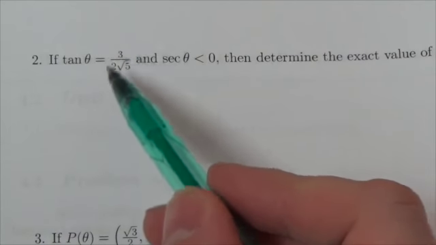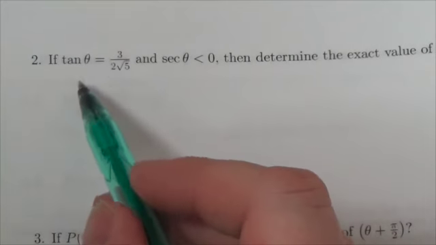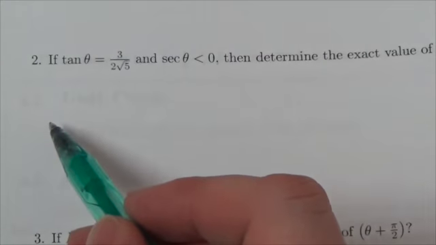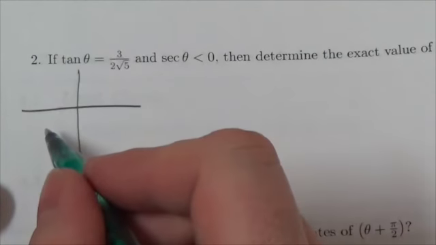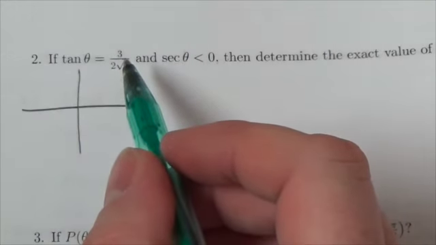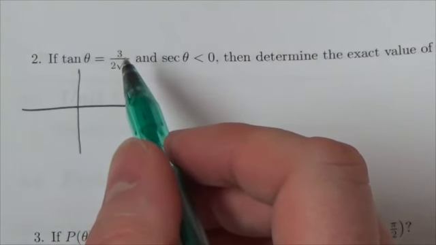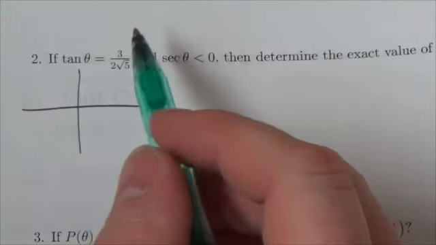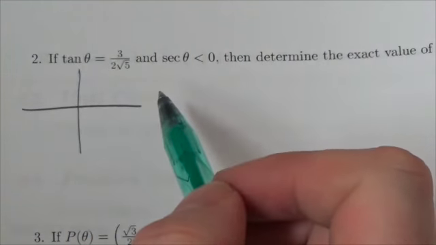Well, first of all, I noticed that the tan ratio here is positive. So that means that my angle theta is either in quadrant 1 or 3. Okay, so I'm going to write this up like this. It's either in 1 or 3. Additionally, because I know tangent is the y-coordinate over the x-coordinate, I know that along whatever circle I'm working with here, this is going to be my y-coordinate, this is going to be my x-coordinate.